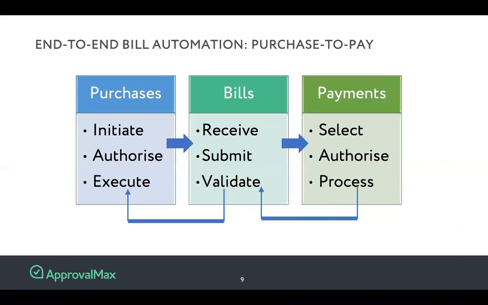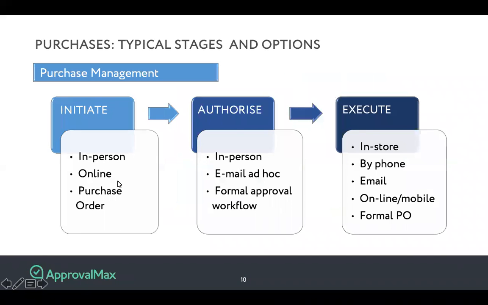There are lots of details, and that's what we're going to do now. We will dig into these three components, see how this works, and what the ways are to implement these different parts of the end-to-end bill automation process. We are starting with purchase. First of all, someone needs to initiate the purchase. It could be an online purchase where an employee of the organization just goes to the website and buys something. It could be an employee going to the store and buying something there, or it could be a purchase order.